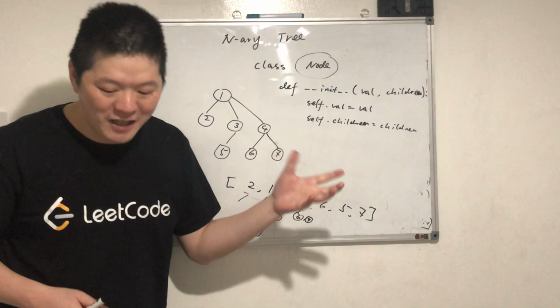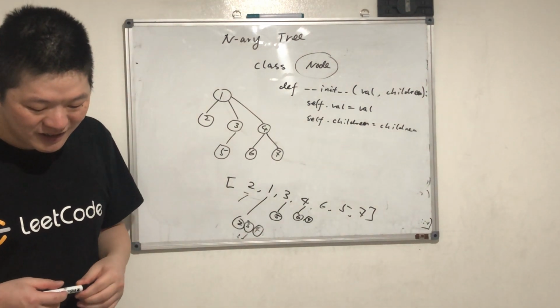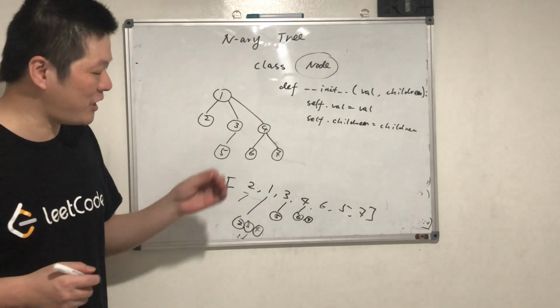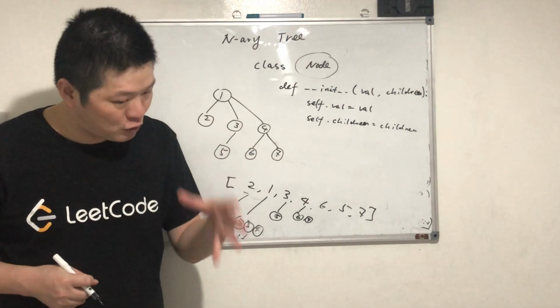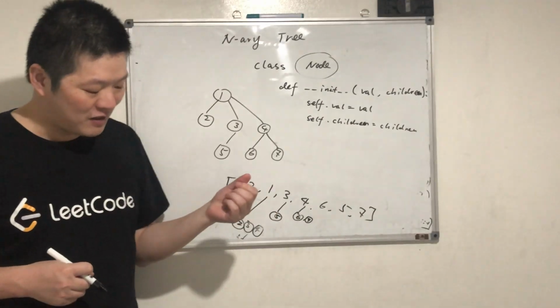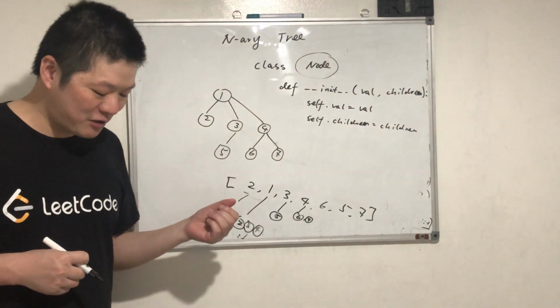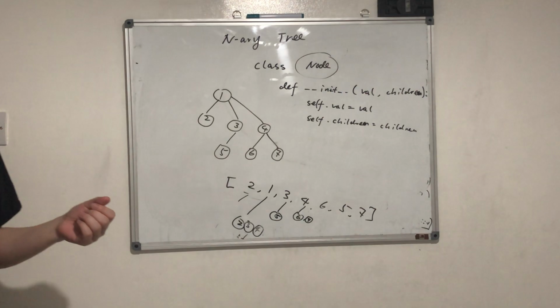So what kind of data structure are we using here? You're quite close. What kind of data structure can we use to remember the children? What kind of data structure are we using? Remember, the one you use a lot.